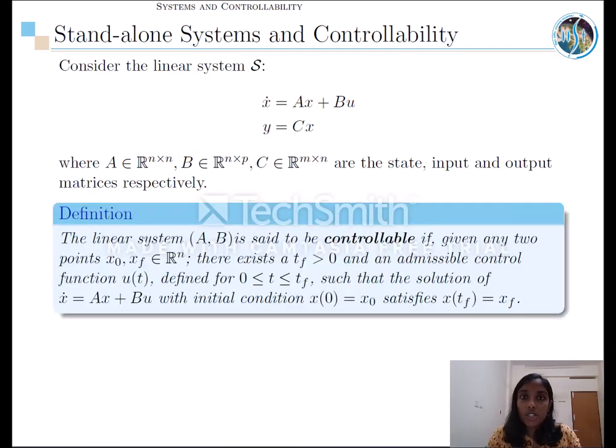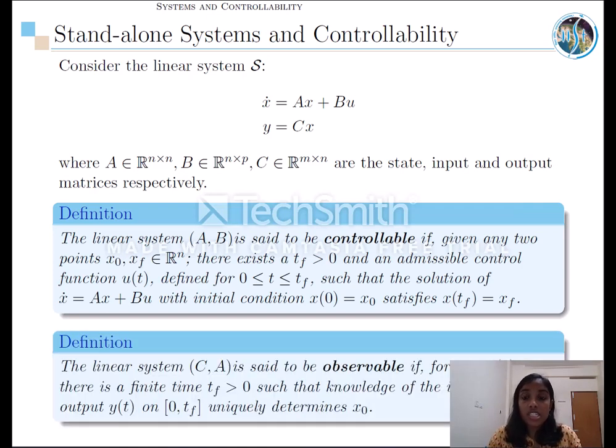The system is said to be controllable if given any two states x0 and xf, the system could be translated from the initial state x0 to the final state xf in a finite time tf. That calls for the existence of a square integrable control function u, in the sense that the system x dot equal to Ax plus Bu solves x at 0 equal to x0 and x at tf equal to xf.